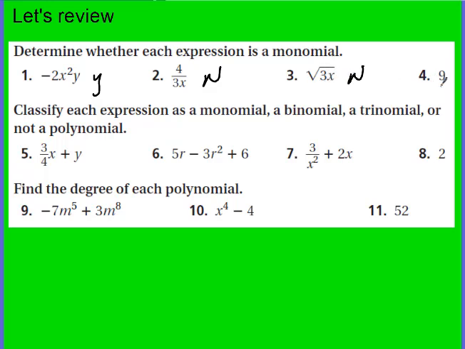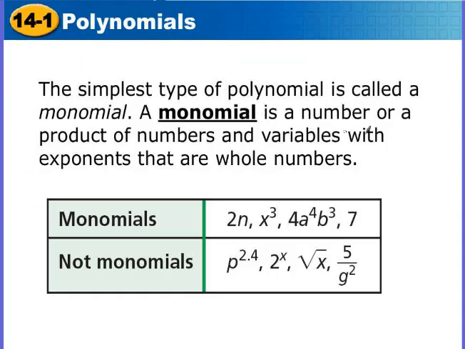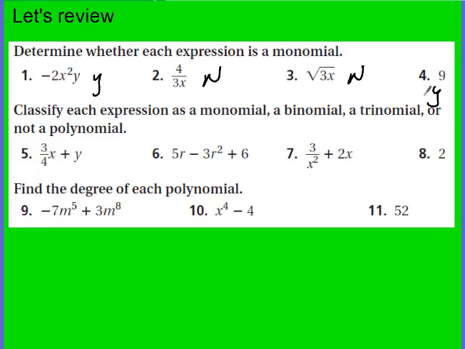And then number 4, is 9 a monomial? Yes, because if you remember in the definition, it says it can be a number or the product of numbers and variables. So that would be a monomial. Excellent. Now 5, 6, and 7 say classify each expression as a monomial, binomial, trinomial, or not a polynomial.